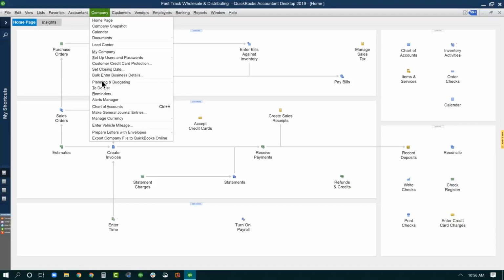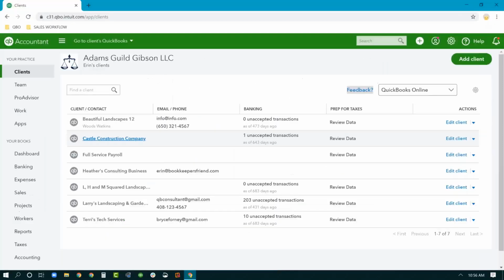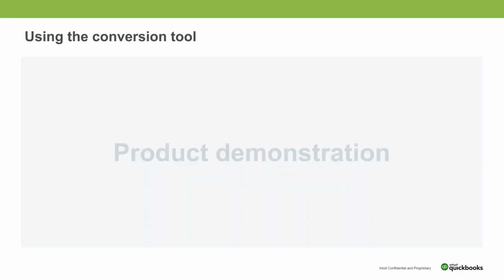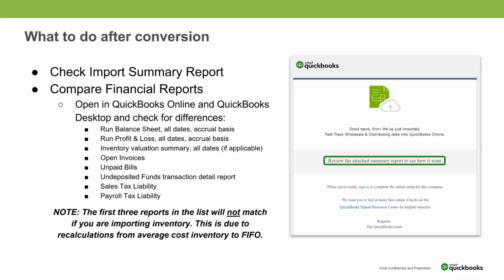In Enterprise, this is not there. Export file to QBO. It's not there. So that's why we have to do those crazy Control BQ keys, and there's your instructions. For those of you converting an Enterprise client, that's your instruction to open that conversion tool. All right, so I showed you how to use the conversion tool.